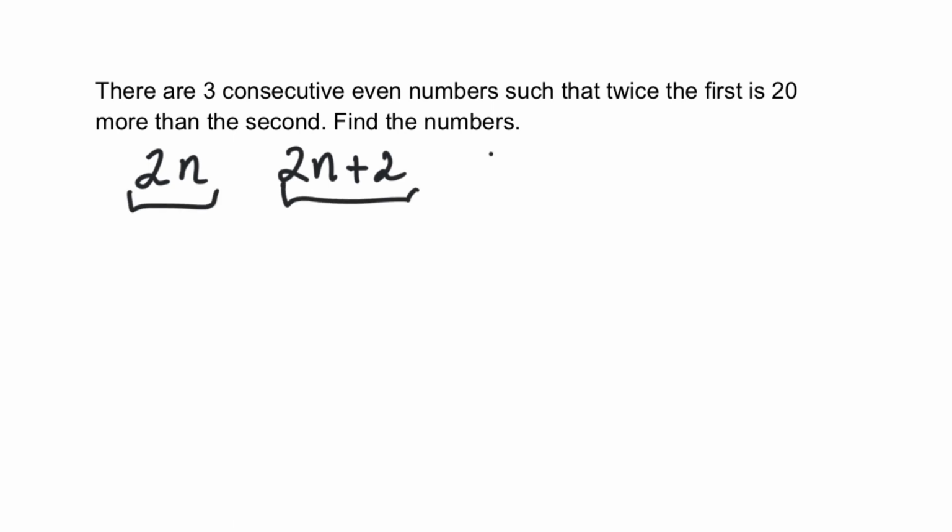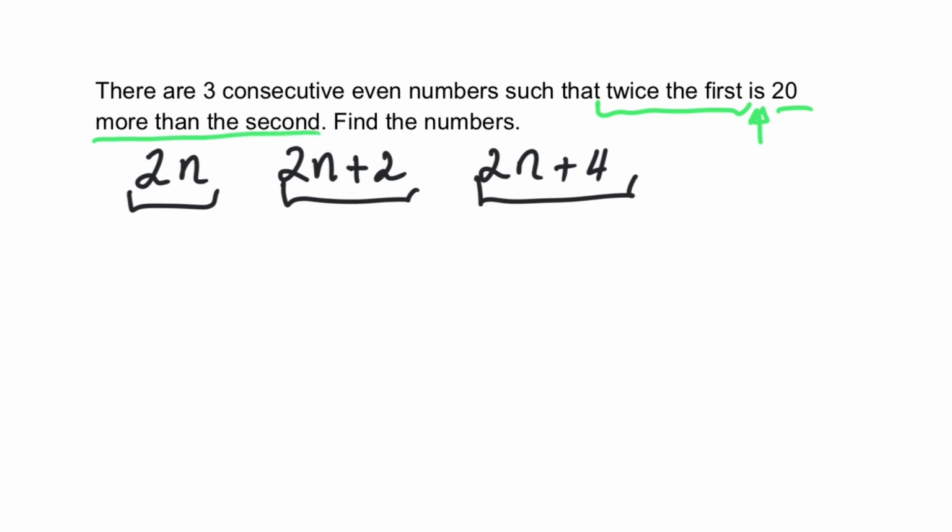What would be our third number? It's going to be 2n also. And how much are we going to add this time? Of course, we are going to add 4, right? In that way, we're going to have 3 consecutive even numbers. So let's look now at the relationship between these numbers. In this case, they are telling us that twice the first is going to be 20 more than the second.